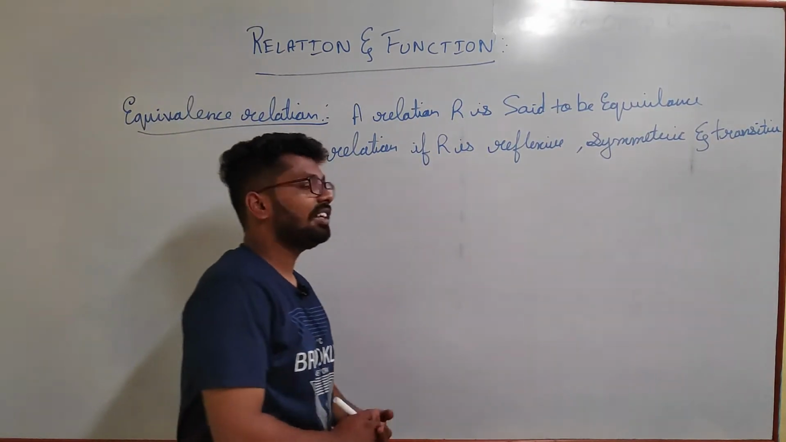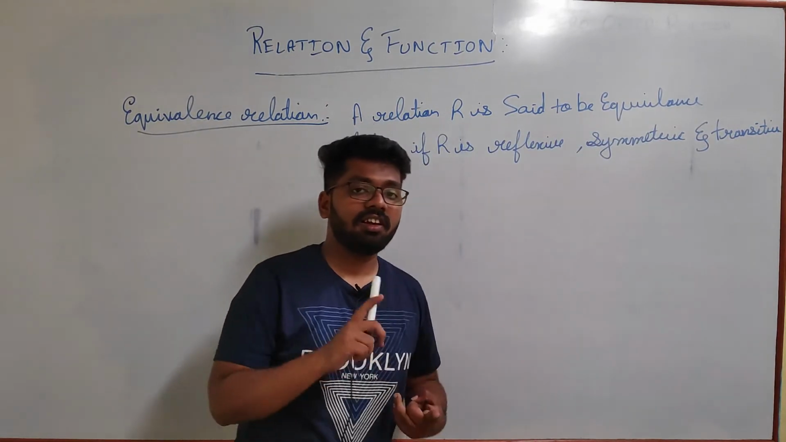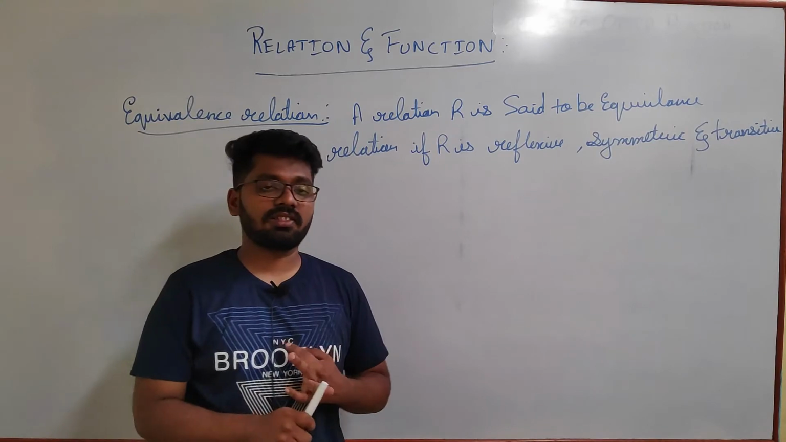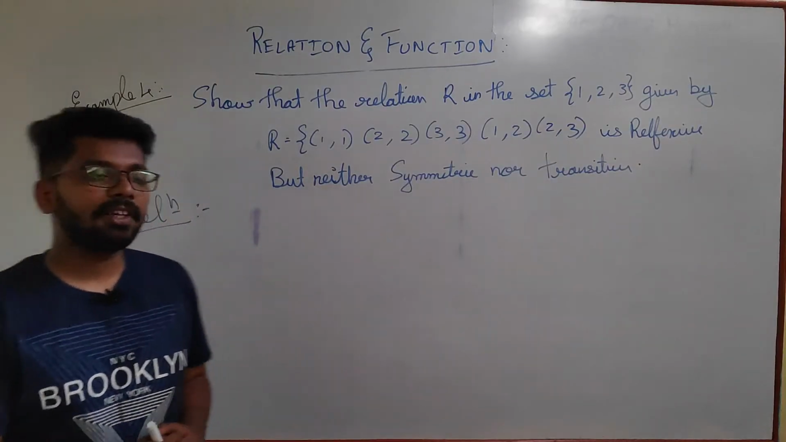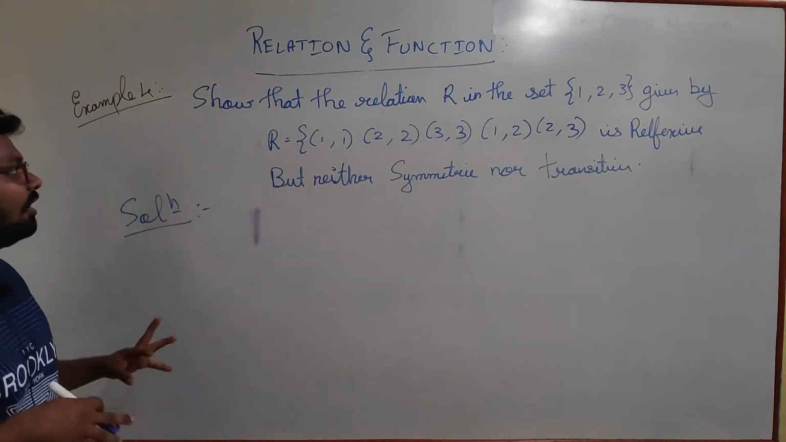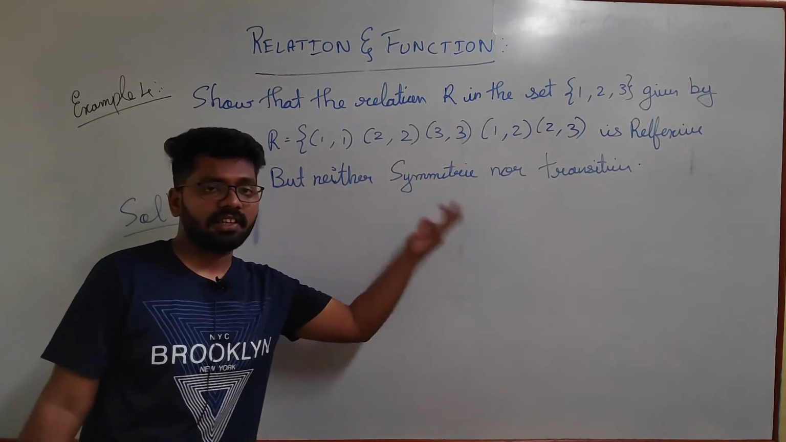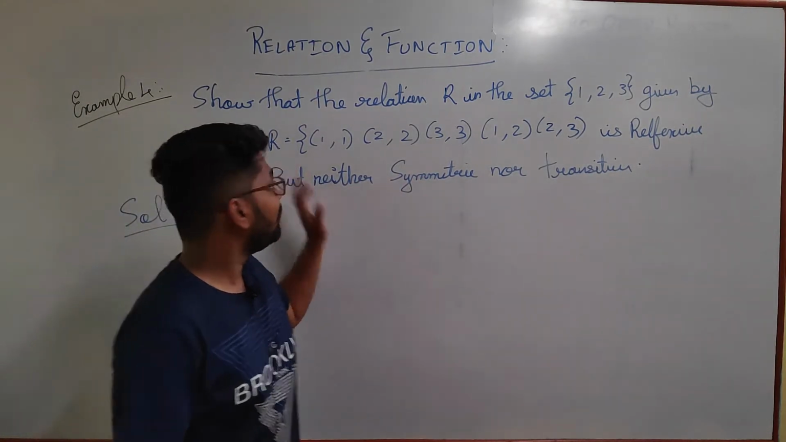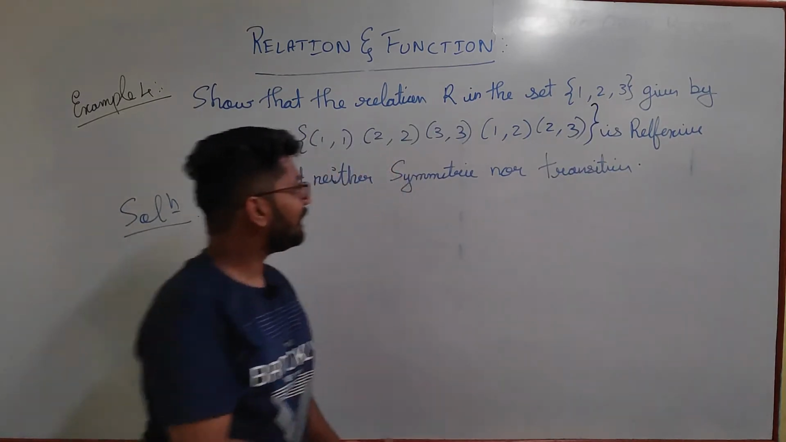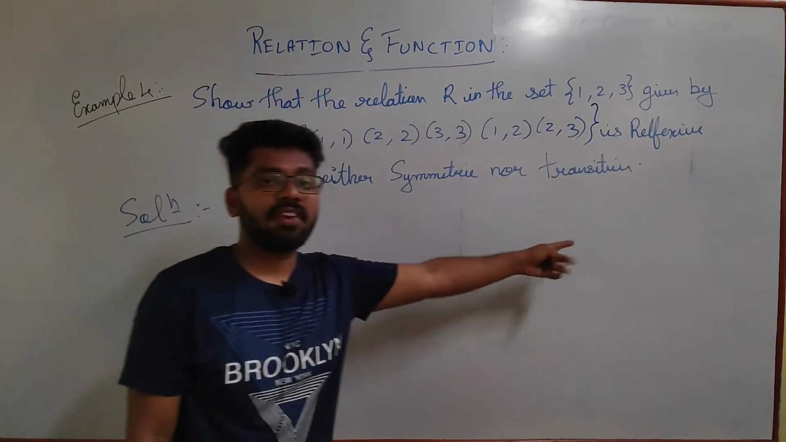A relation R is said to be an equivalence relation if it is all the three: reflexive, symmetric as well as transitive. Okay, so let us see one example, that is example number 4. What it is telling is, show that the relation R on the set {1, 2, 3}, given by R = {(1,1), (2,2), (3,3), (1,2), (2,3)}, is reflexive but neither symmetric nor transitive. Okay, it is reflexive, we have to show.